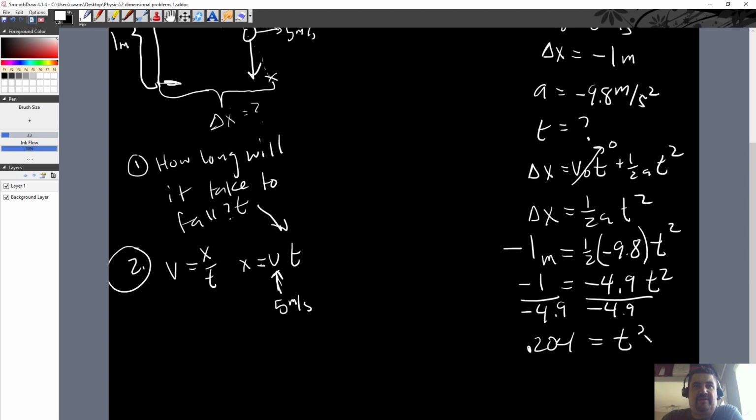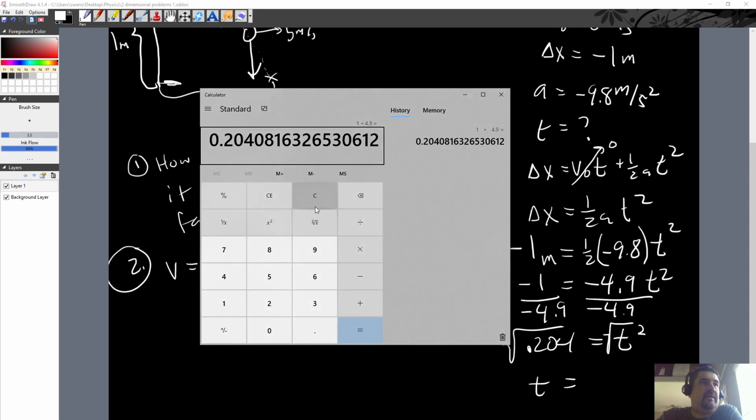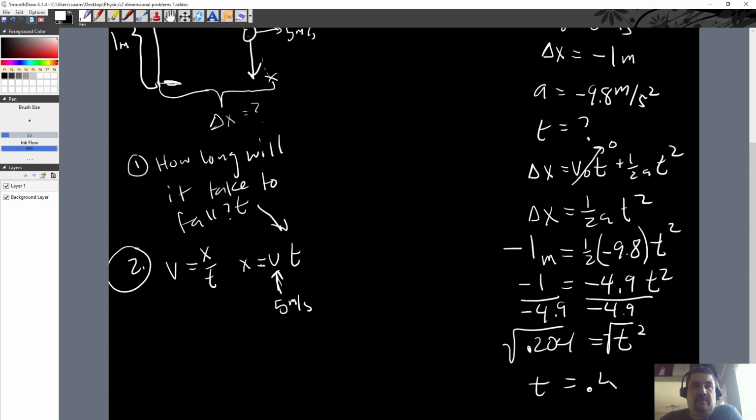That's the time squared. So let's square root that side. And now finally, we know how much time it's going to take to hit the floor. Let's square root that number right here. There we go, 0.45. So 0.45 seconds, that's how long it will take to hit the floor.